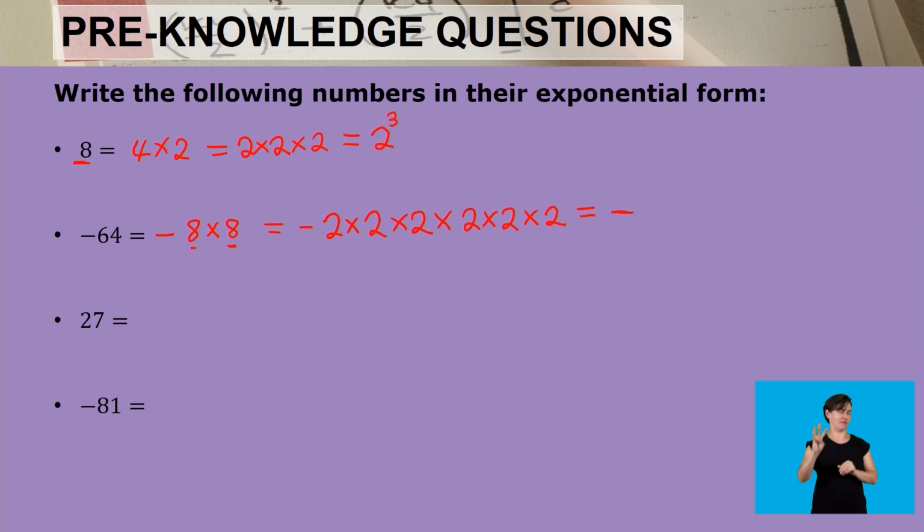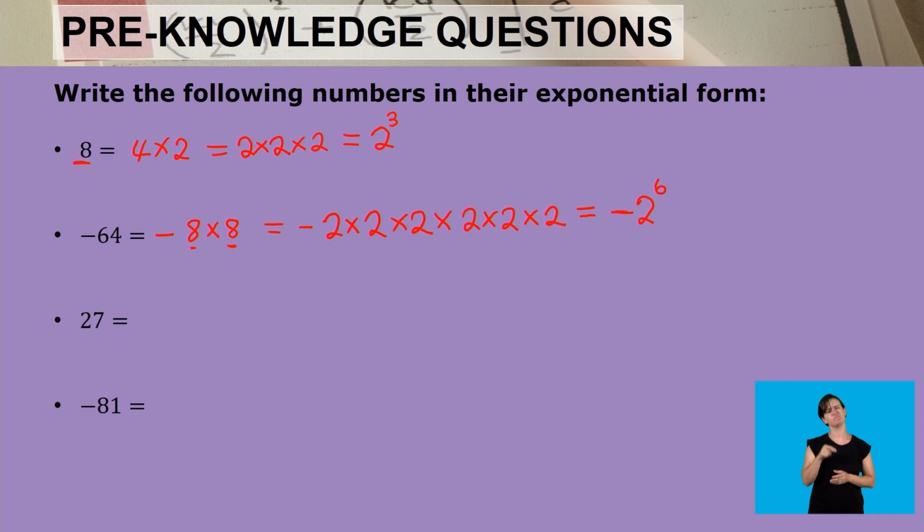And we can see that, how many times does the 2 appear there? 1, 2, 3, 4, 5, and 6. So that is going to be 2, and that is going to give us an exponent of 6. So now we know that a negative 2 exponent 6 will give us a negative 64. Let's look at that 27 there.